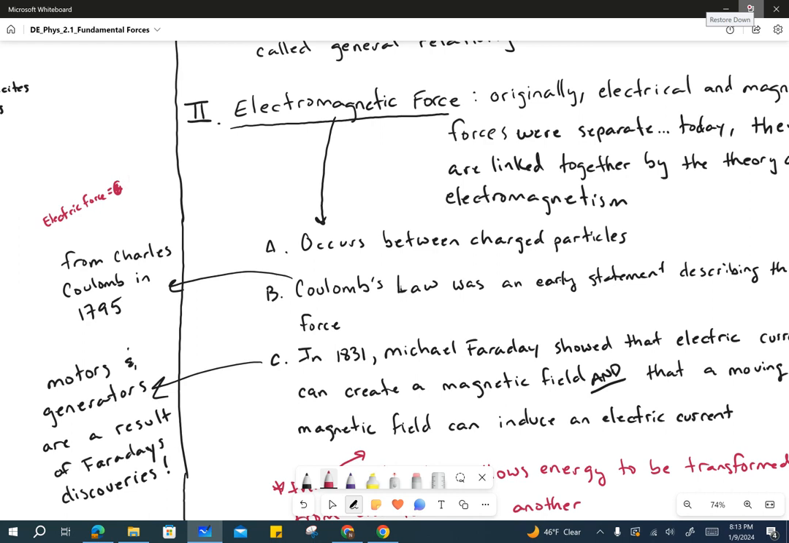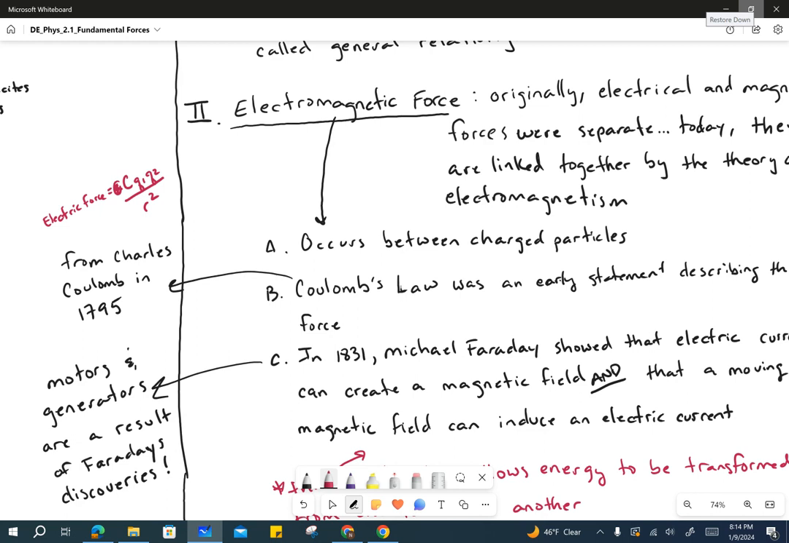I should put Coulomb's constant times the charge of object 1 times the charge of object 2 divided by the distance squared. And hopefully you look at that and you say, boy, that looks very similar to Newton's gravitational formula. Very similar, right?